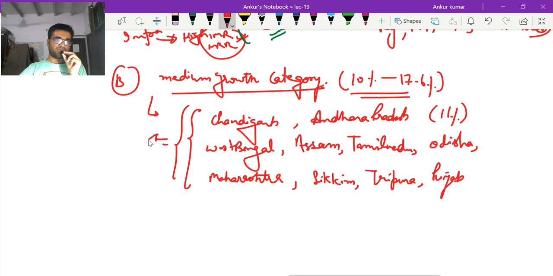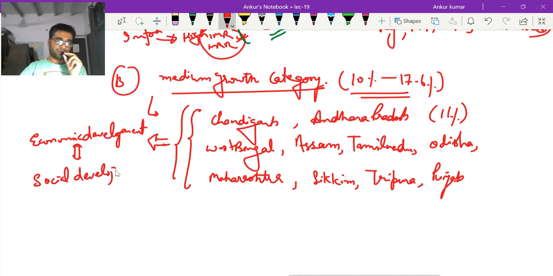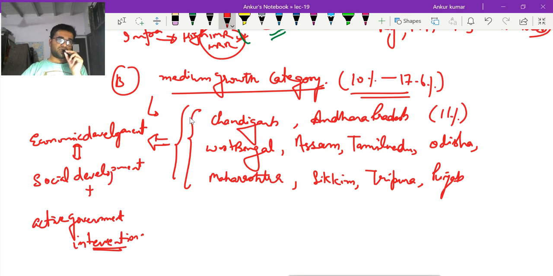And the reason for this medium category population growth basically was that the economic development in these states was accompanied by social development plus active government intervention plus, right? So this is the category B states.